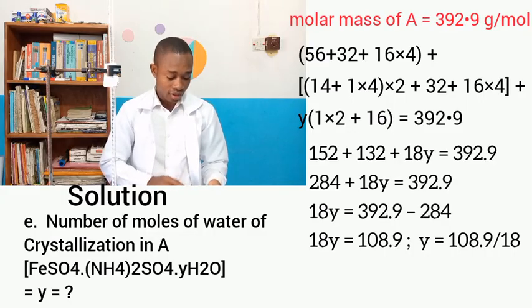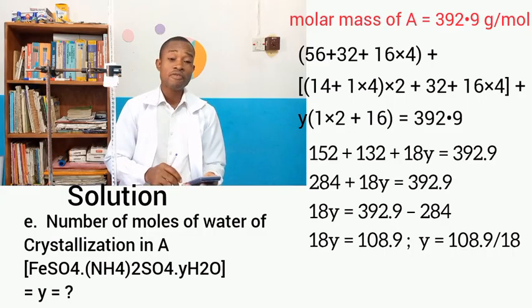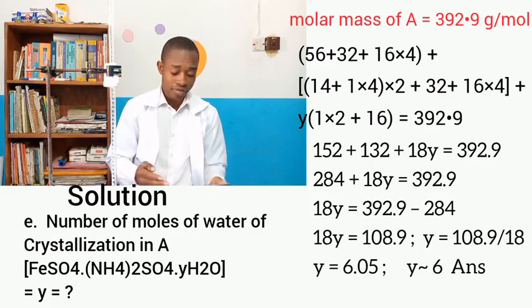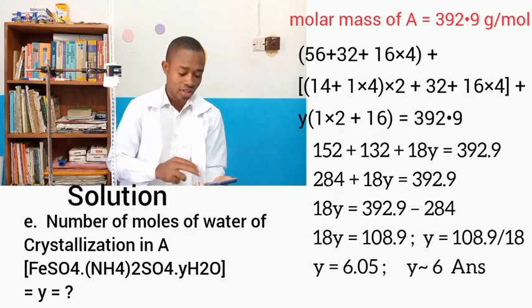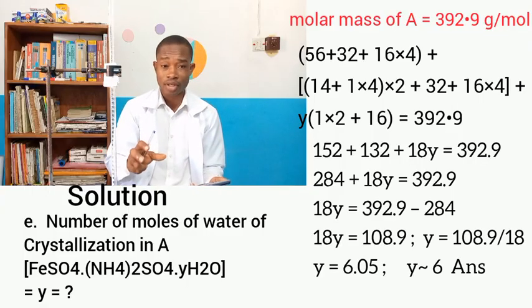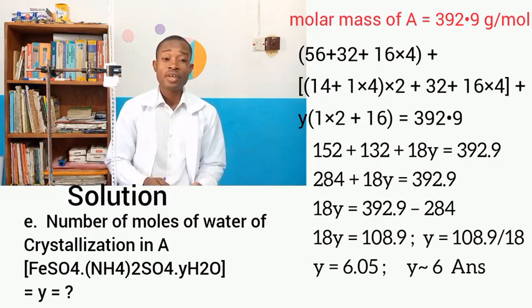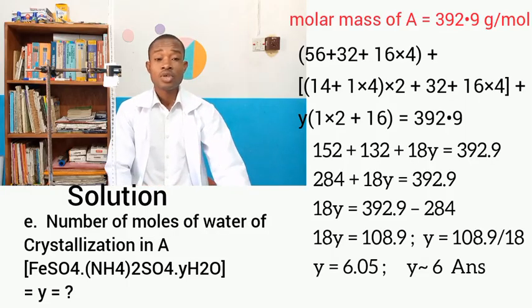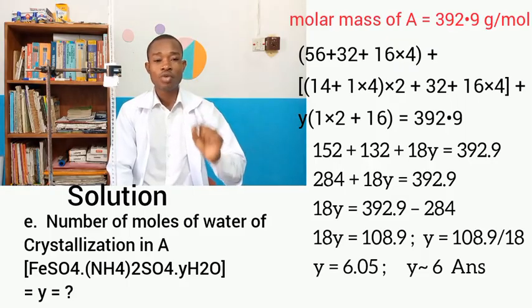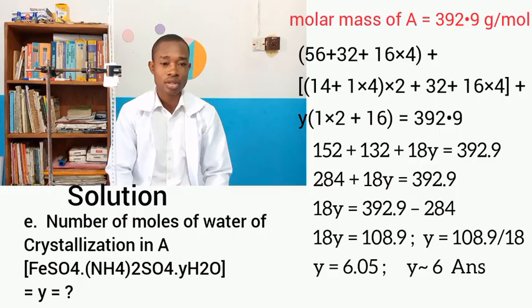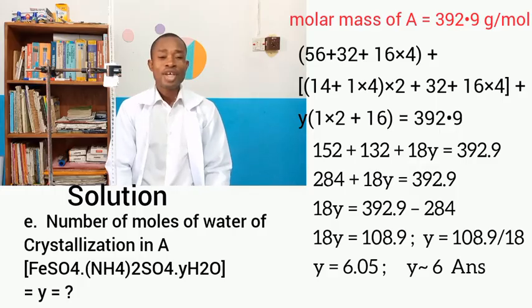108.9 divided by 18 gives us 6.05. If you approximate this, because of course your number of molecules of water of crystallization is expected to be a whole number, 6.05 approximated to the nearest whole number is going to give us 6. So Y there in solution A, which is the number of moles of water of crystallization, is 6.